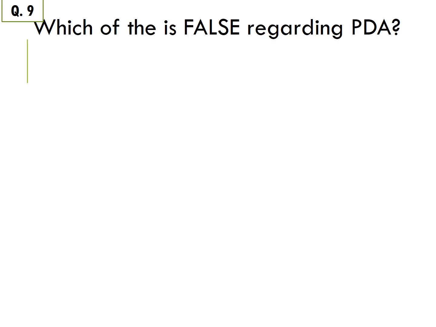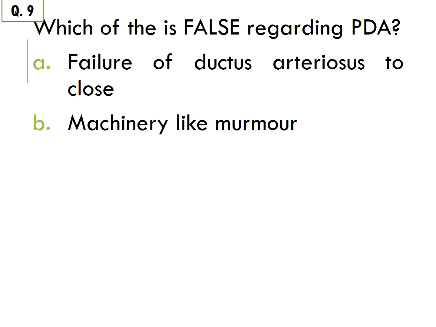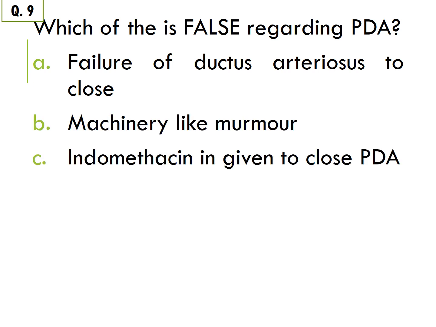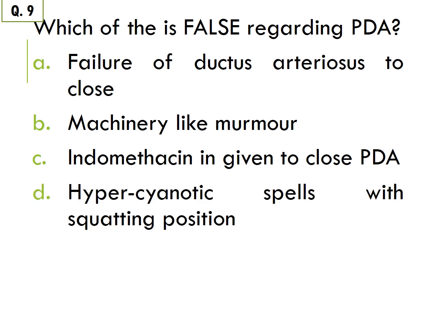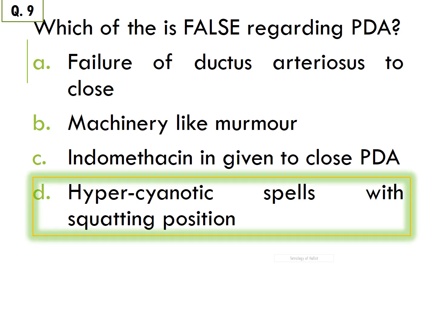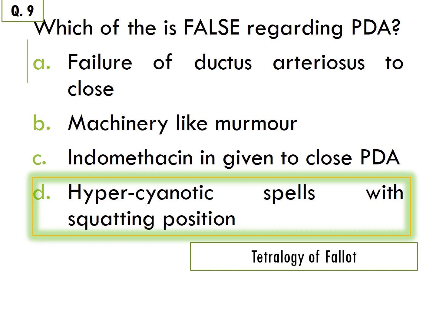Question number 9. Which of the following is false regarding patent ductus arteriosus? The options are: failure of ductus arteriosus to close, machinery-like murmur, option C, indomethacin is given to close the PDA, and option D, hypercyanotic spells with squatting position. And the answer is D, as we all know that in tetralogy of Fallot there are hypercyanotic spells with squatting position. All the options are true regarding patent ductus arteriosus.